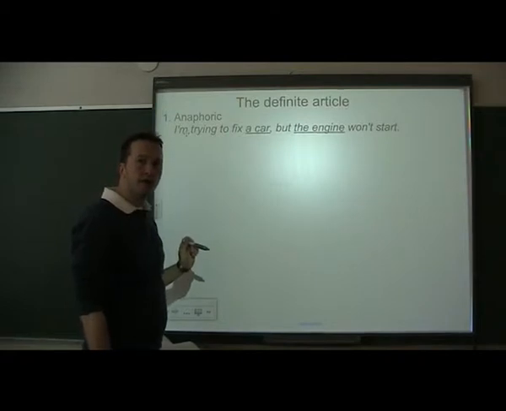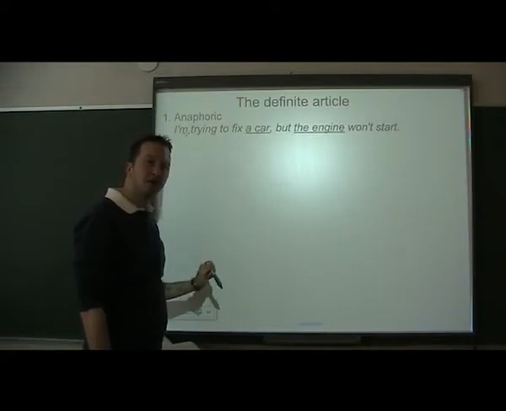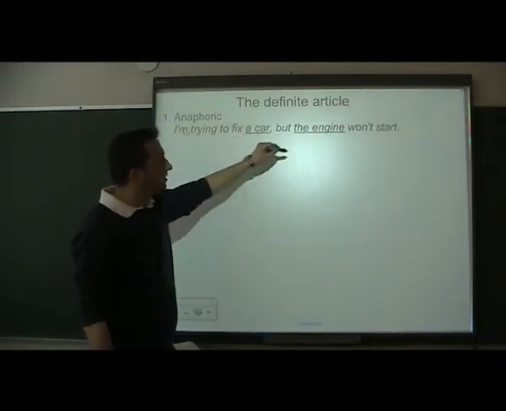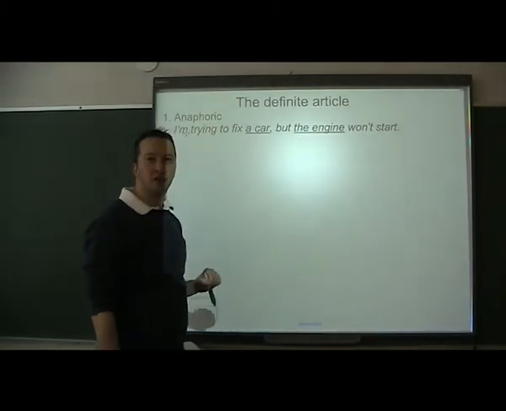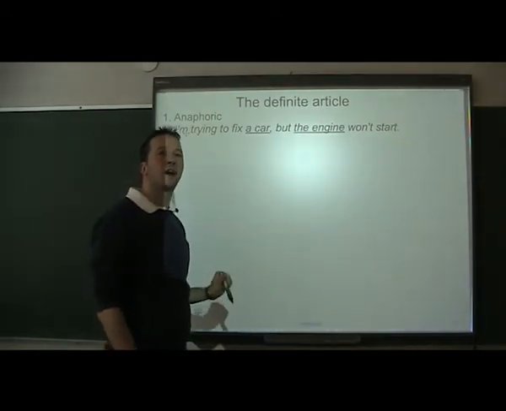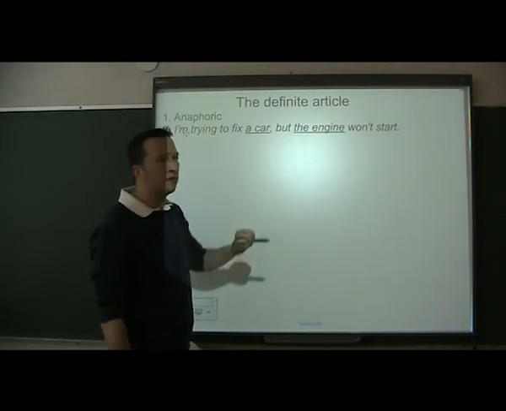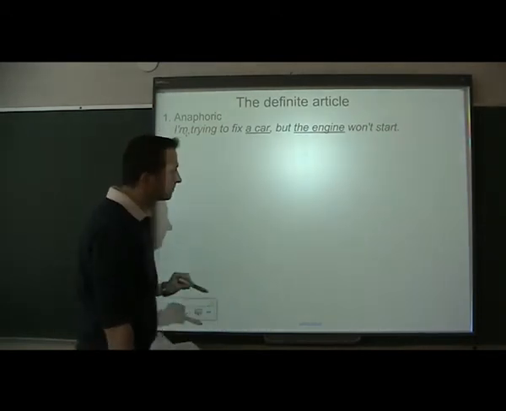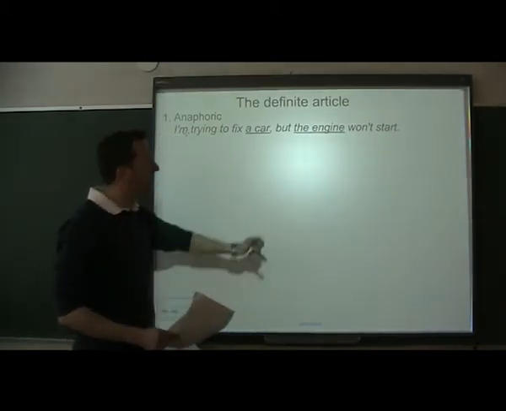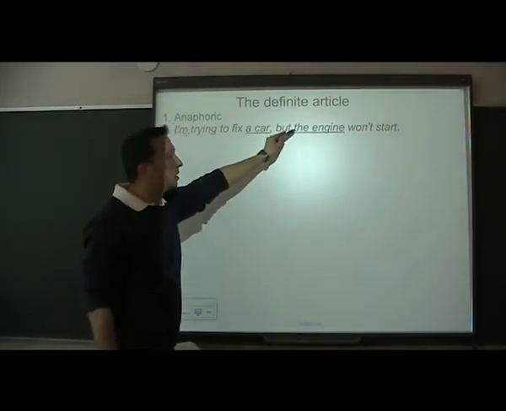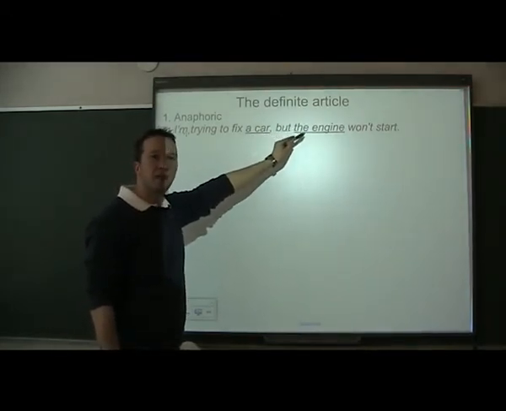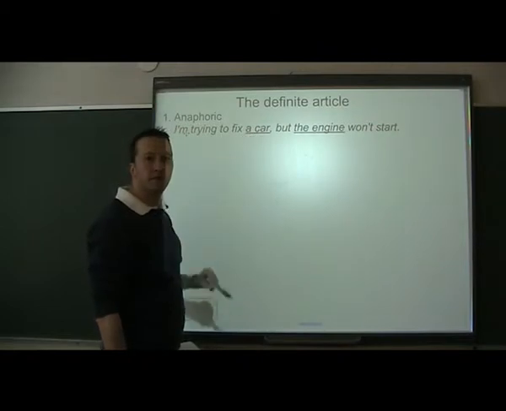And do notice that you don't have to mention the same word. Here we have a car, and the second word is engine, but we all know that a car has an engine, therefore we can use the definite article. So that's anaphoric. We use the definite article when we refer to something that has been mentioned before.